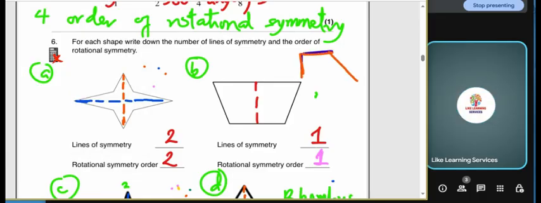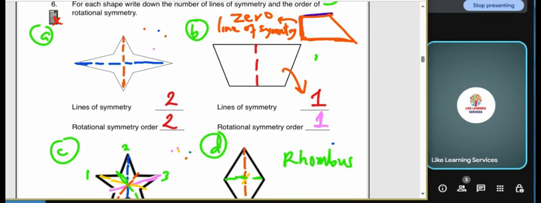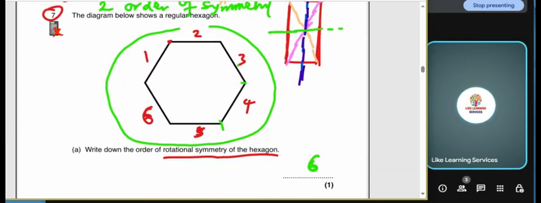This one does not have. So we call this trapezoid if it does not have, because there's no way you can divide it into 2 equal parts. This one is 0 line of symmetry. That is for this one, but this one has 1. So how many? Of course, this one we have only 1 order of rotational symmetry, and so on.